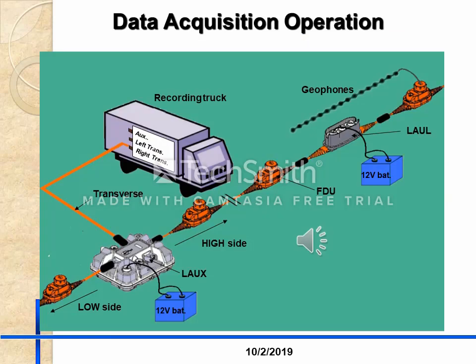Here we can see the whole recording operation. On the top right side we can see a string of 12 geophones which is connected to an FDU, and then the FDU is connected to the LAU, and the LAU is attached with the battery to support the whole recording line with power, and then afterwards it is connected to one LAUX, and the LAUX is attached to the recording truck. So this is a conventional seismic recording system.